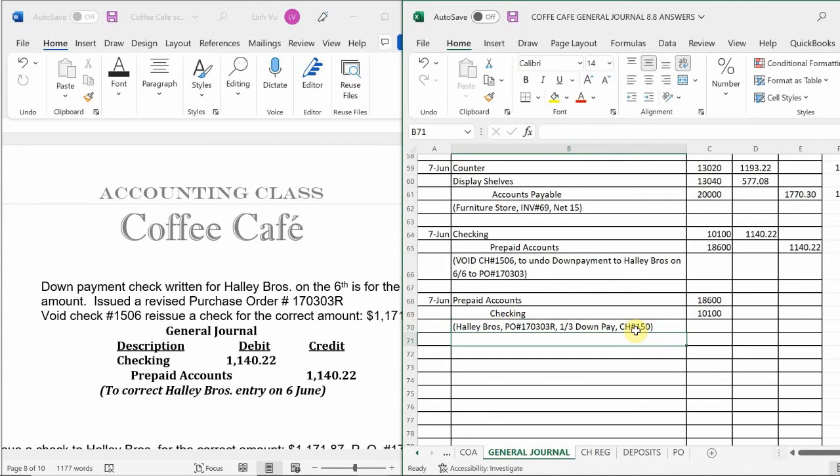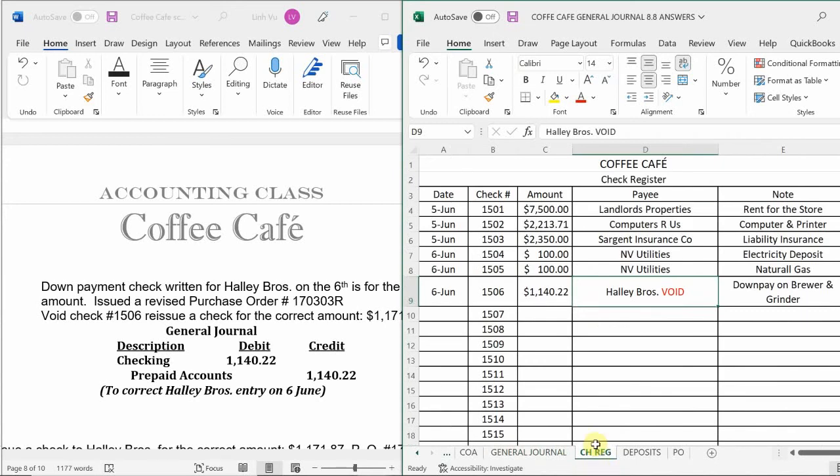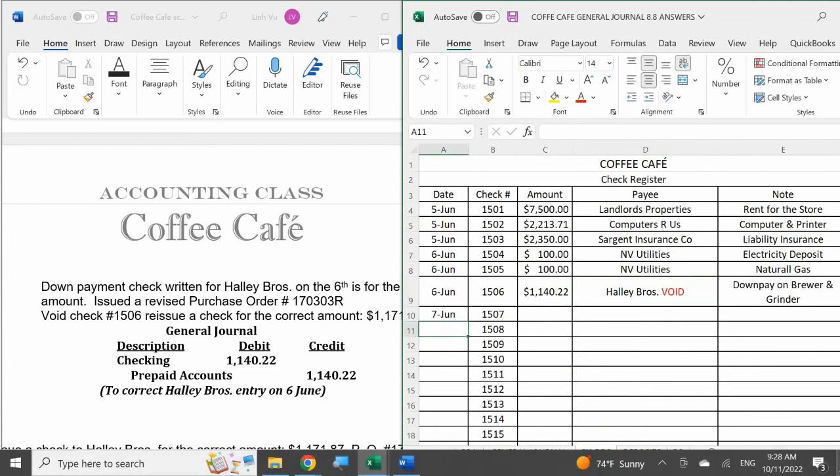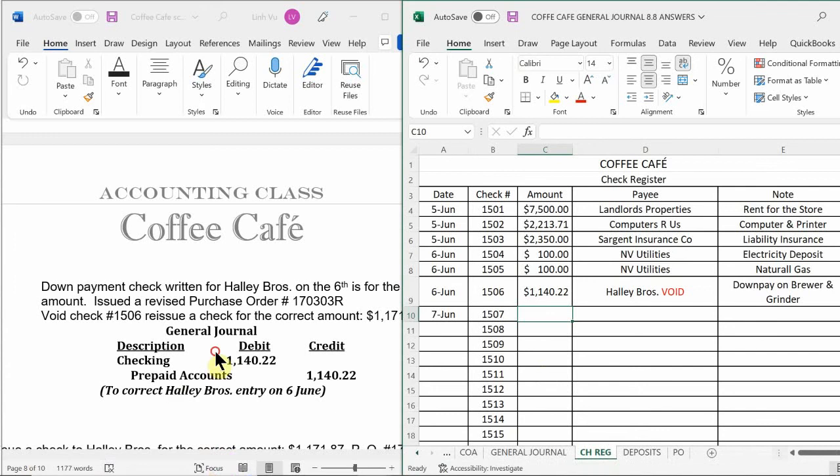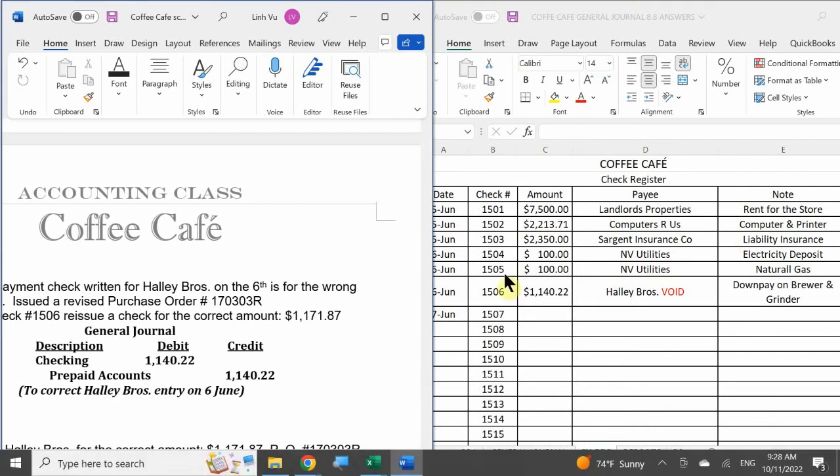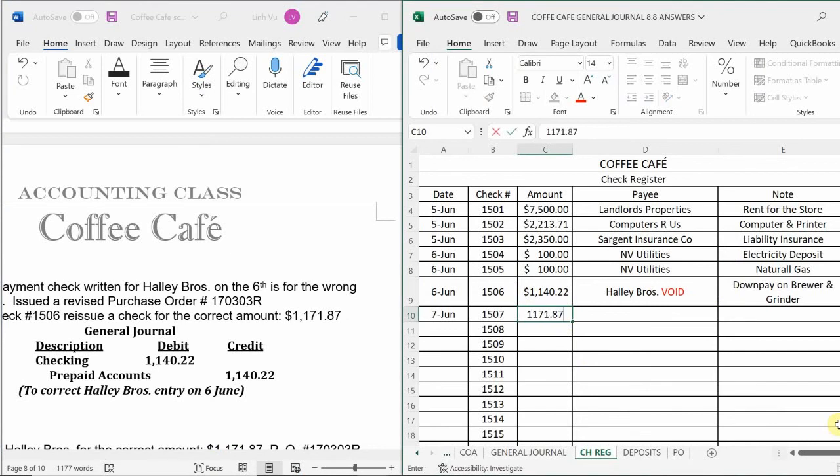What check number did I use? Well, how do we cut a new check? You just go to the check register and cut the check. Today's now the 7th, and I cut it for a total of $1171.87. Make sure it's 87, not 78. Who is it to? It is to Hallie Bros. And what is it for? Same reason: down payment for coffee brewer and coffee grinder.